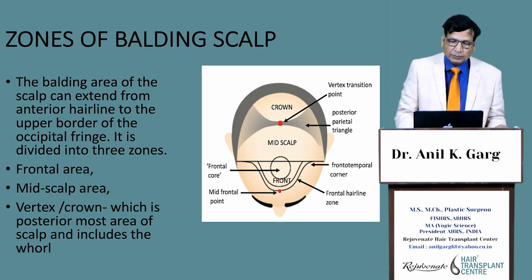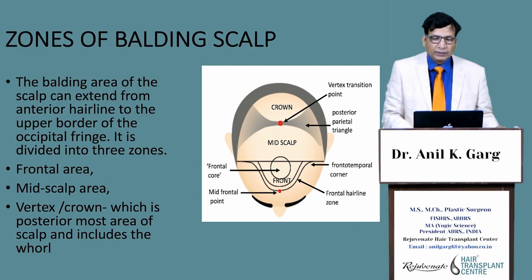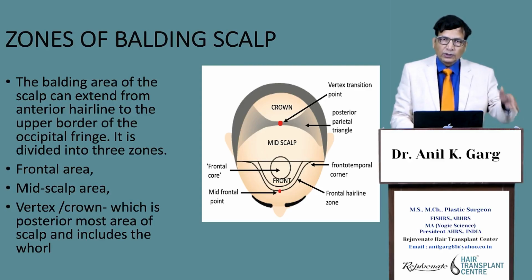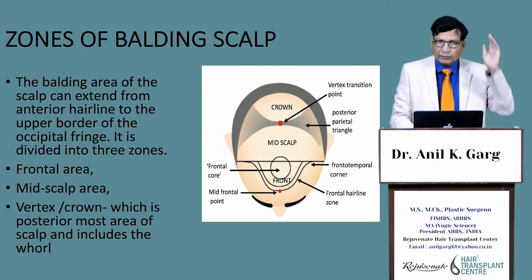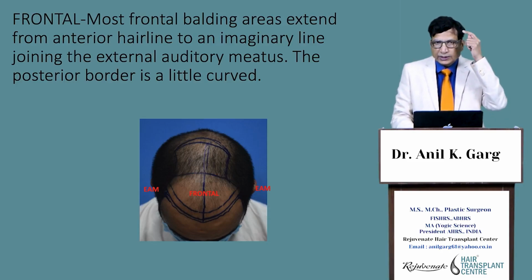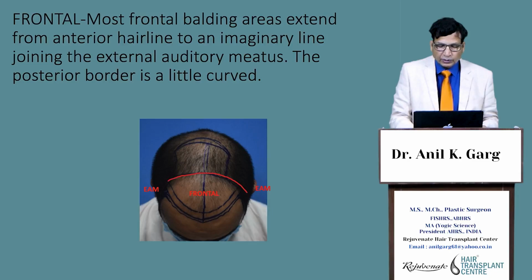Now we come to the zones of the balding scalp. The balding area of the scalp can extend from anterior hairline to the upper border of the occipital fringe. This zone is divided into three zones: frontal, mid-scalp and the vertex or the crown. The frontal is the most frontal balding area of the scalp, which extends from anterior hairline to an imaginary line joining the external auditory meatus. The posterior border is a little curved.